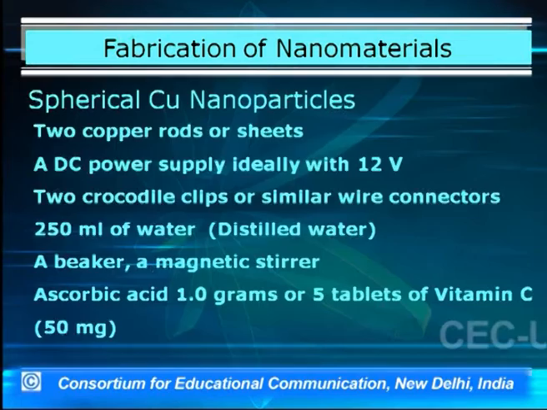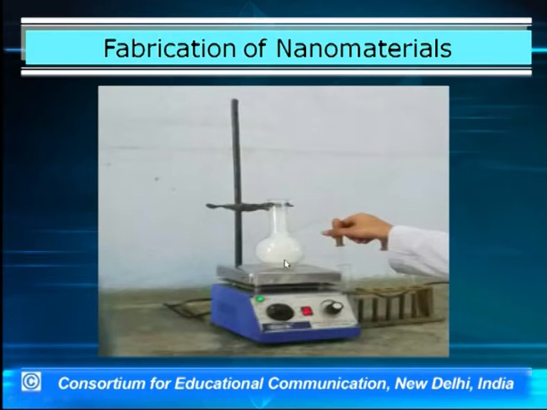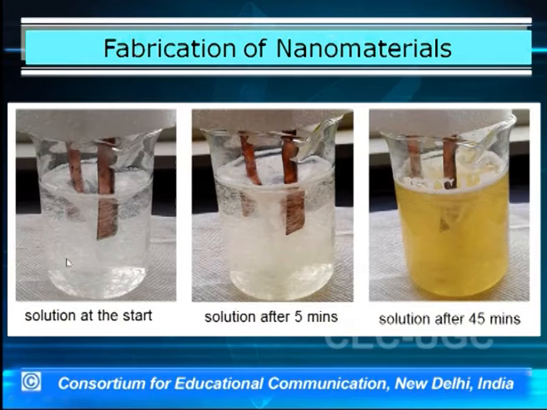These are copper sheets, these are polystyrene spacers for the electrodes to be hung, this is the DC power supply, this is basically a glass beaker or a cup, you can say, and this you can see is a magnetic needle. This beaker is placed on an apparatus called a magnetic stirrer. Here a metal plate has a magnetic field produced beside it, which creates a rotatory action for the magnetic needle present inside the system, that can be a round bottom flask or beaker, and hence produces stirring. Right, so this is the kind of setup we would have.